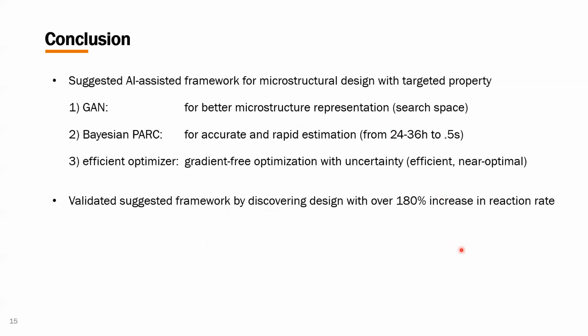In conclusion, we suggested an AI-assisted framework for microstructural design with targeted property by introducing a GAN for better microstructure representation, introducing Bayesian PARC for accurate and rapid estimation, and an efficient optimizer that produces a near optimal solution. And we validated our suggested framework by discovering a new design with over 180% increase in reaction rate.